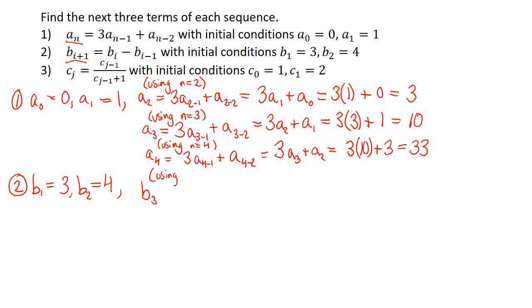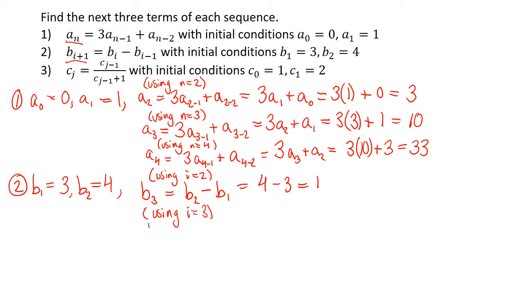So this is using I equals 2. When I plug in I equals 2, I get B3 on the left, and then on the right, I get B2. That's just I. And then this one will be B1. Okay, so I know what B2 and B1 are. So this is just 4, and this one is 3. So this is 1.